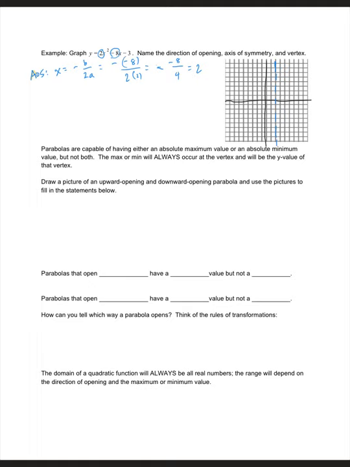Now, the next thing I want to do is find the y-intercept. And as we learned in that last video, the y-intercept can be found by just looking at c. Because if I plug in 0 for all the x's, which is how you find the y-intercept, these two terms would go away. So my y-intercept is 0, negative 3. So I'm going to plot that on my graph.